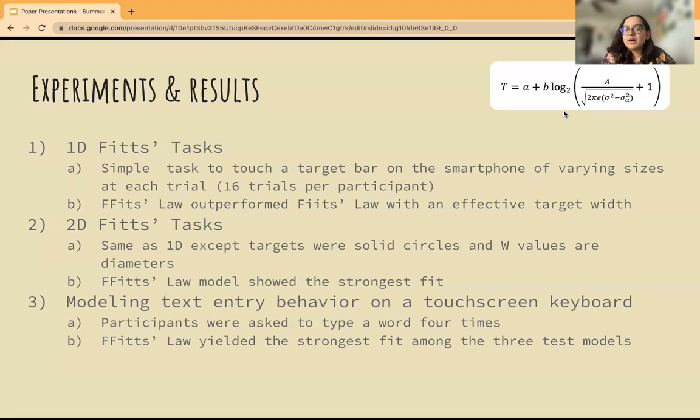And the 2 test models of the original Fitts law they used, one of them was a nominal width and the other one was an effective width.